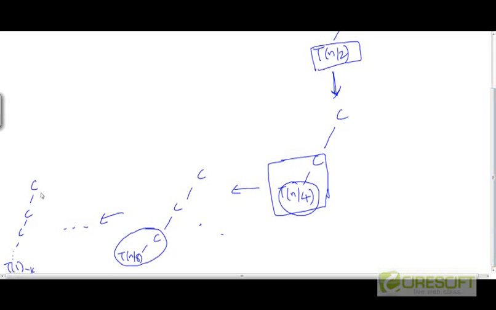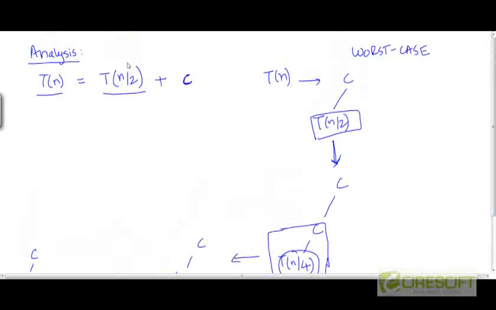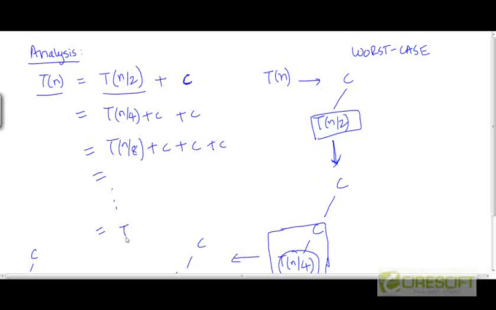So how many c's will be there? There'll be c's all the way down here except in the very last step where we'll have T(1). By the way, we could have got this by simply opening up this equation further and further. We didn't have to depict it in the form of a tree. We could have just said T(n/2) is T(n/4) plus c plus c. This is T(n/8) plus c plus c plus c, and so on down till T(1) plus a bunch of c's.